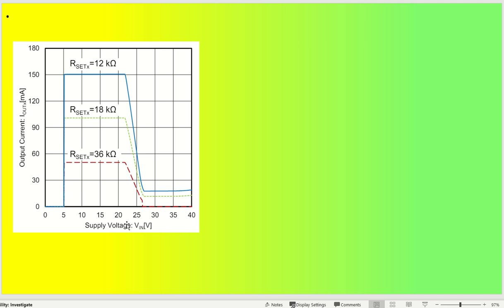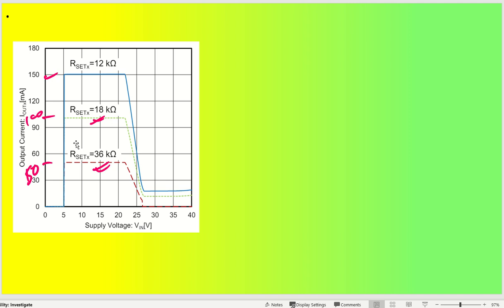Coming back to some of the values. As you can see, for 36 kilo ohm it is set to about 50 milliamperes, 18 kilo ohm is set to 100 milliamperes, and for 12 kilo ohm it is set to 150 milliamperes. Okay, so this is the output current that is going to be there.